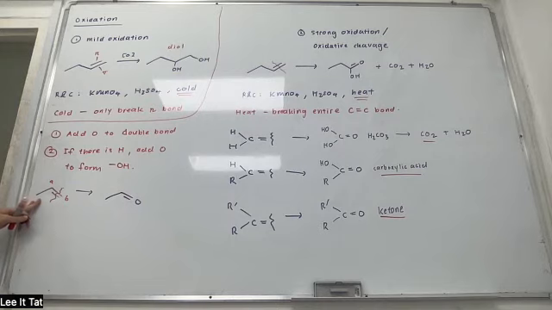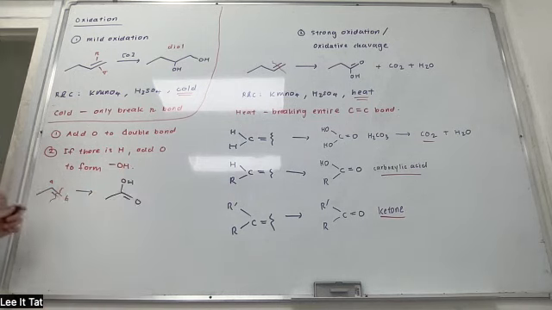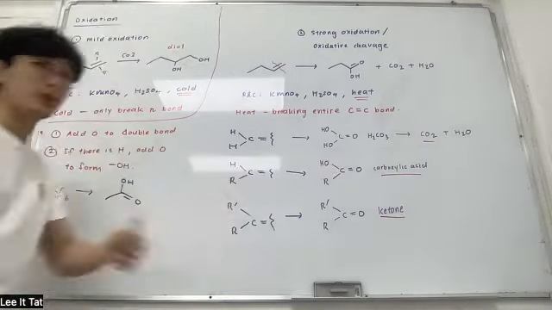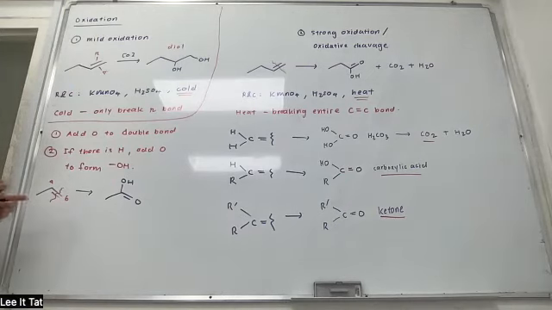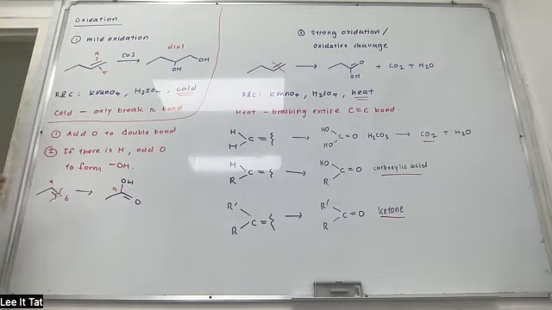Does it have a H? It has a H, right? So it becomes OH. This is a carboxylic acid. C double bond O, OH. C double bond O, OH. So that's carbon A. Okay, I want you to write A and B and all that out, because it helps you see what it becomes.